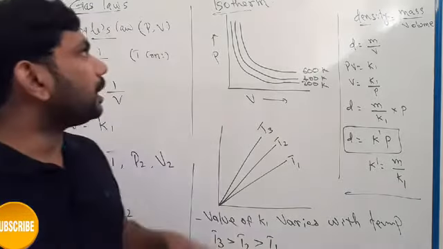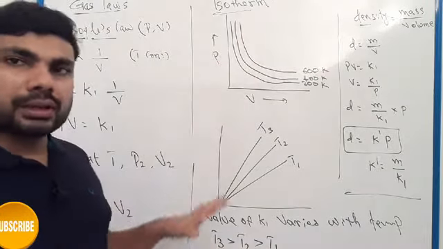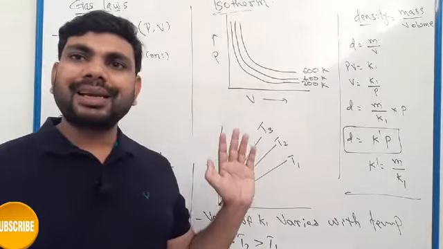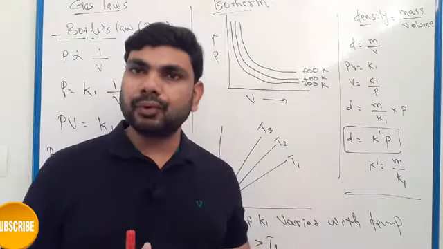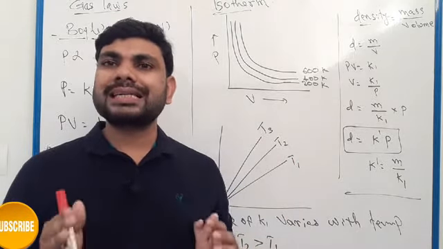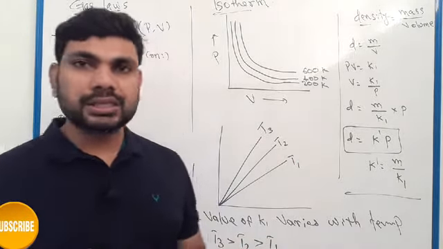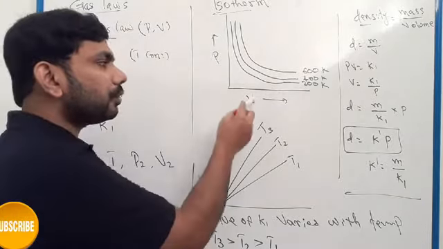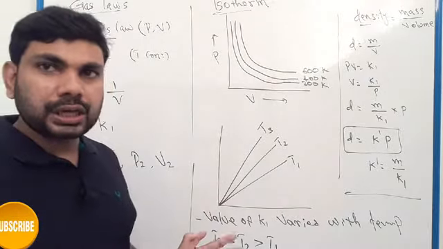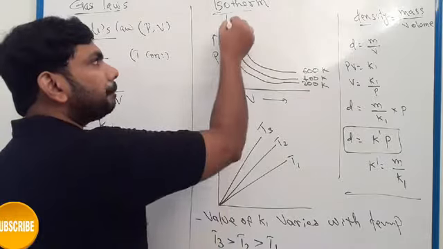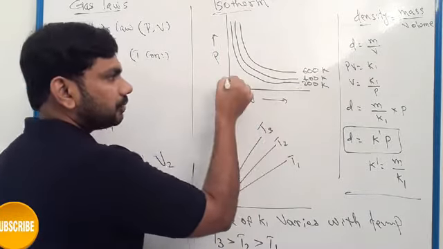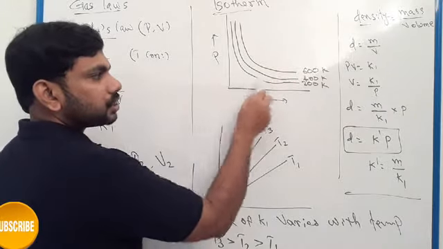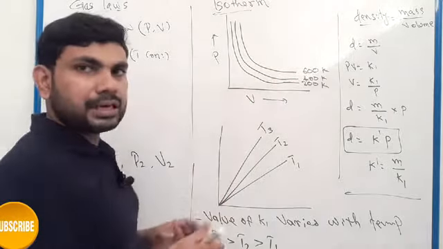Clear? So an isotherm means we are drawing a graph of pressure against volume at constant temperature. Temperature must be constant. We know pressure and volume are inversely proportional. So look here, at a high pressure the volume will be less, and at a high volume the pressure will be less. So pressure and volume are inversely proportional.